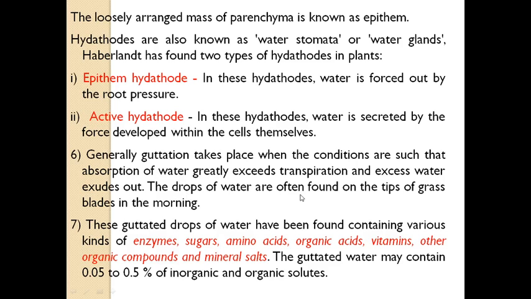The drops of water are often found on the tips of grass blades in the morning. These guttated drops of water have been found to contain various kinds of enzymes. The guttated drop consists of a variety of enzymes, sugars, amino acids, organic acids, vitamins, other organic compounds, mineral salts, etc. The guttated water may contain 0.05 to 0.5% of inorganic and organic solutes.